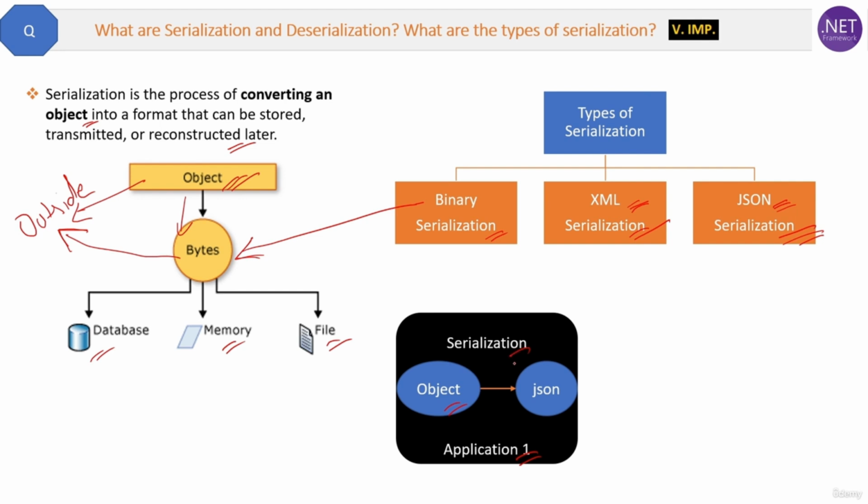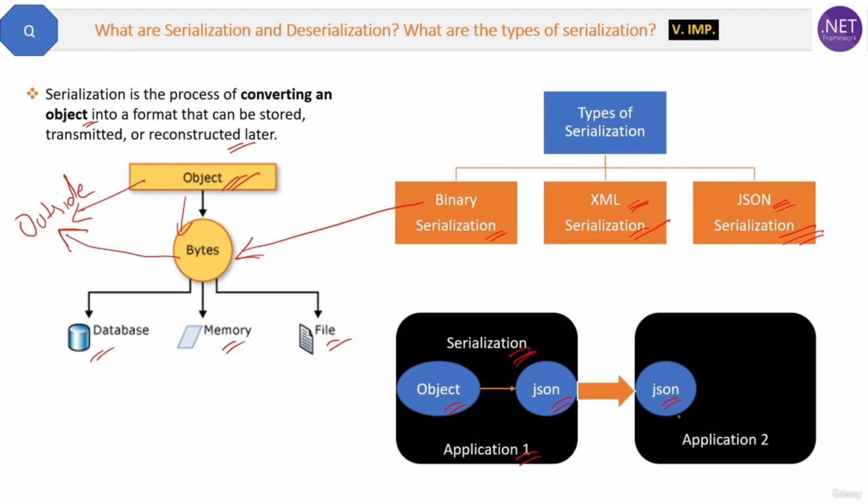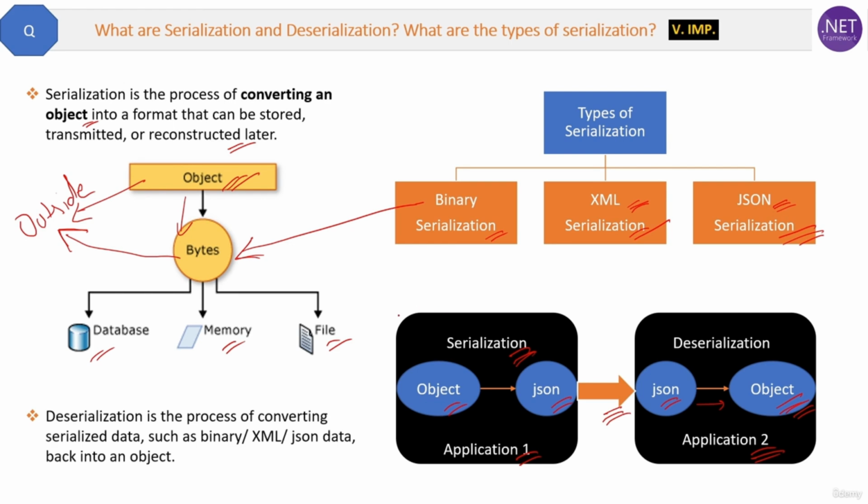the help of serialization first, and then sends this JSON to some other application 2 through the network. In that application 2, with the help of deserialization, it converts the JSON back into the object format, and then that object you can use in application 2, right? So deserialization is the process of converting serialized data such as binary, XML, JSON data back into the object.